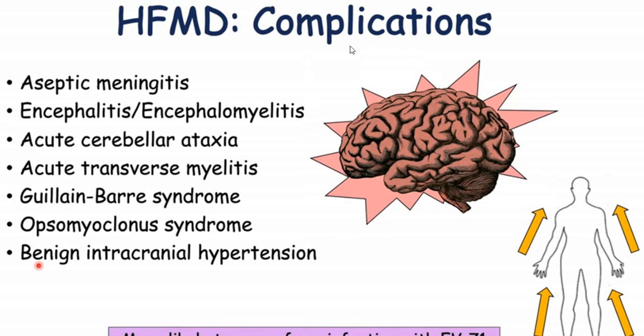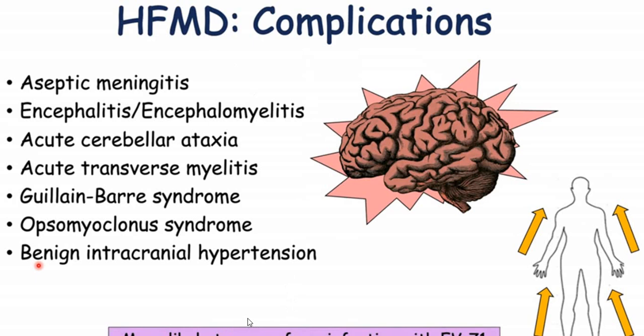As far as complications are concerned, they are absolutely rare, but still there is a chance of aseptic meningitis, encephalitis, encephalomyelitis, acute cerebellar ataxia, transverse myelitis, GBS, opsoclonus myoclonus syndromes, benign intracranial hypertension, etc. are possible. Hence, you should take care of the children who look sick, and you should keep in mind that this type of complication can occur, but no doubt they are rare, but they are some of the complications in these hand, foot, mouth disorders.